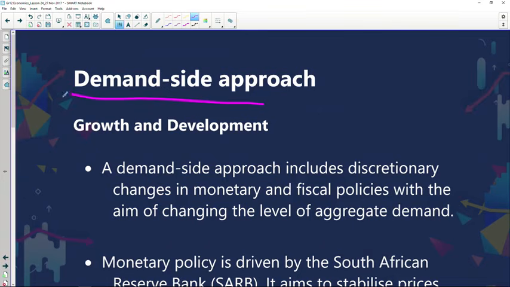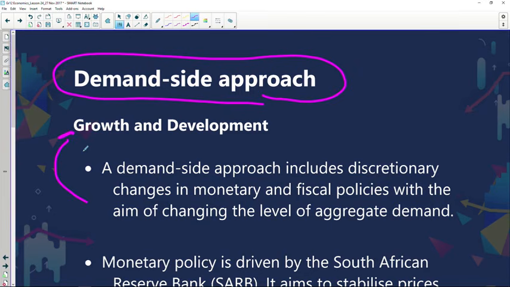All right, so moving on. Now we're going to start off with the demand side approach in terms of growth and development because now we are looking at the role of market forces in this concept of growth and development. So what is the role of demand in all of this? So we're going to start off with a demand side approach that can be used in order to achieve growth and development in our country.